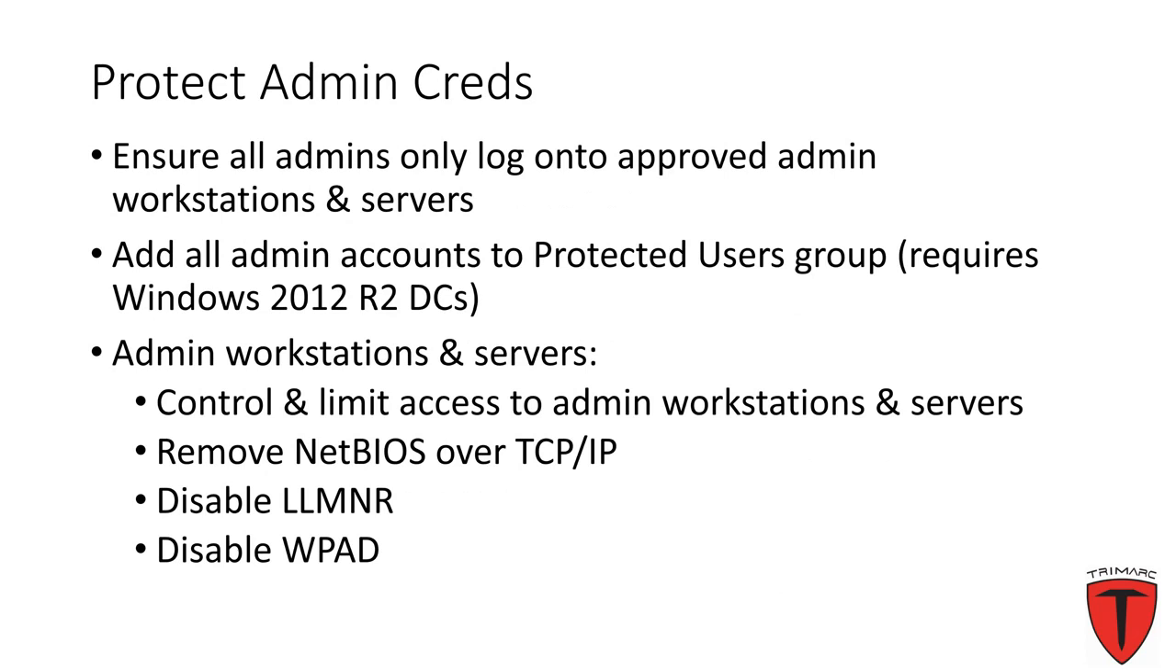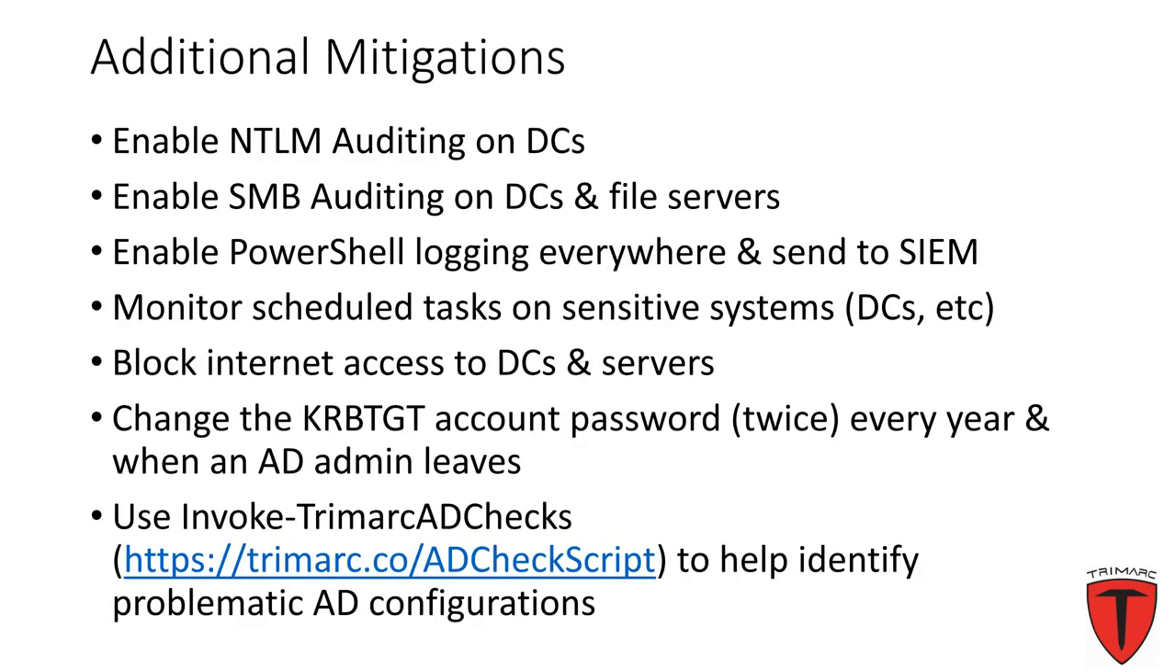And then ultimately, we want to protect the admin credentials. So, like I said, making sure that our admins only log on to approved admin workstations and servers, and adding all these admin accounts to the Protected Users group, which for full capability requires 2012 R2 DCs. And on the admin workstations and servers, we want to limit access, removing NetBIOS over TCP/IP, which should be, I believe, the case on the current versions of Windows 10, disabling LLMNR, disabling WPAD, and then some additional mitigations, such as enabling auditing of NTLM and SMB. Make sure your SMBv1 is disabled as much as possible and at least audit for it.